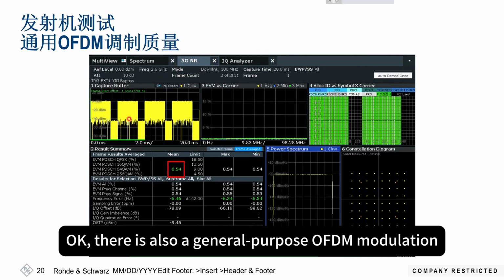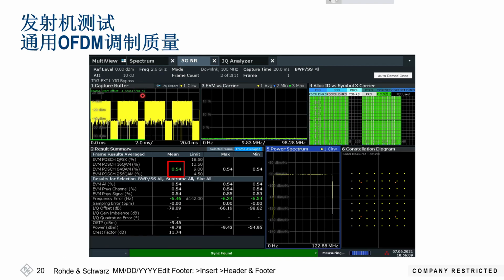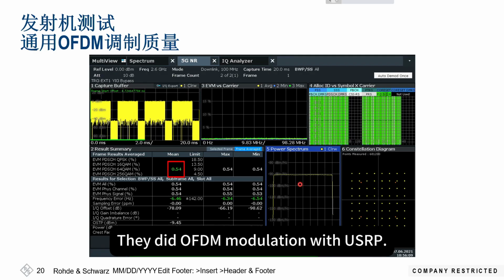Okay, there is also a general-purpose OFDM modulation. Didn't Mr. Liu introduce it just now? They did OFDM modulation with the DUT.